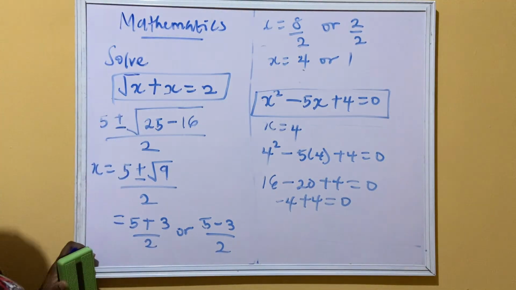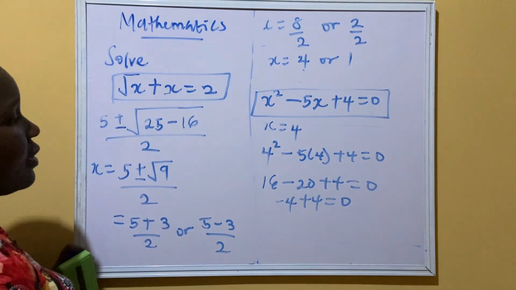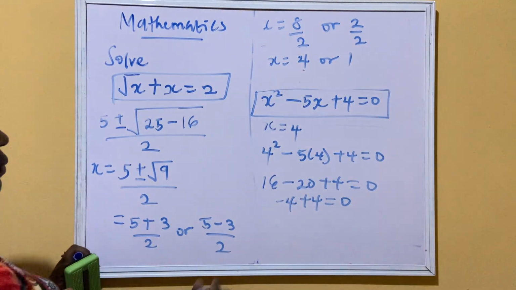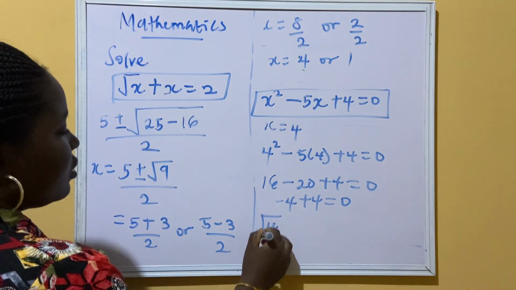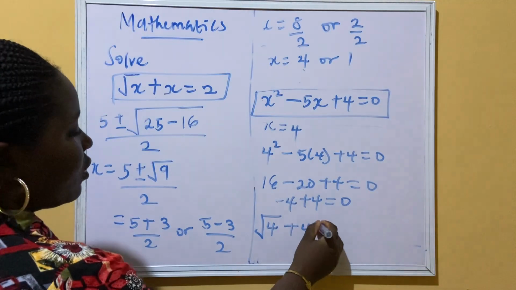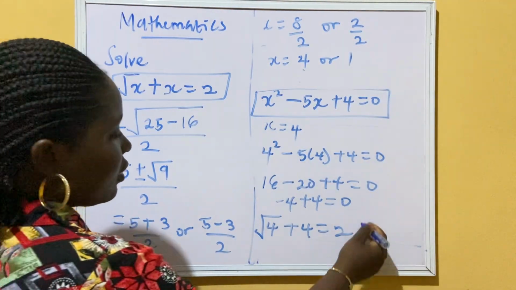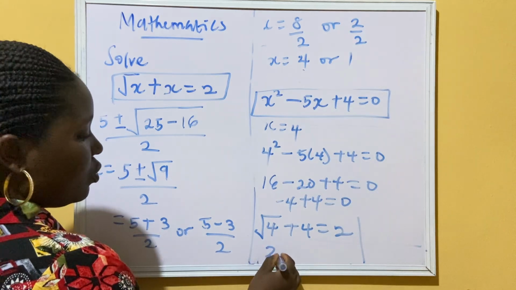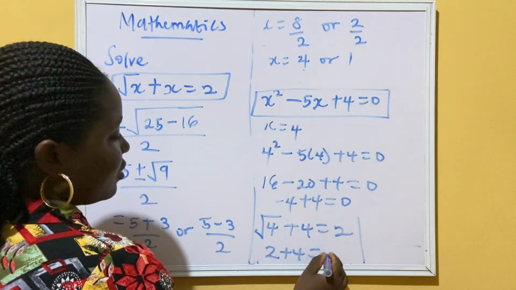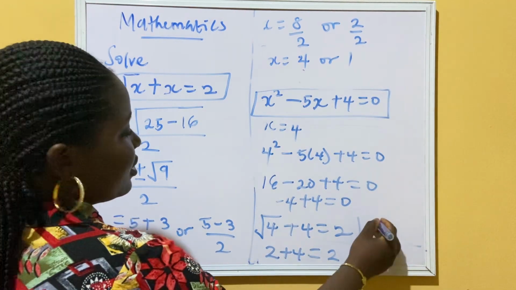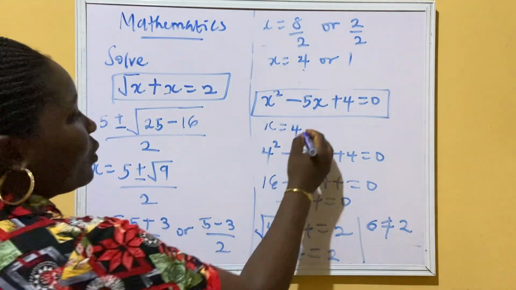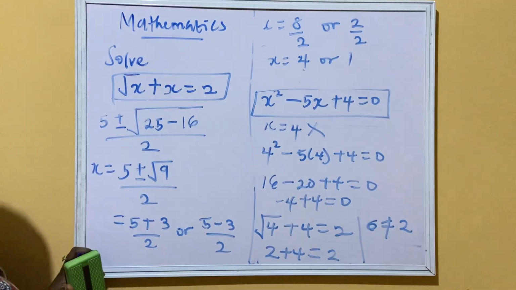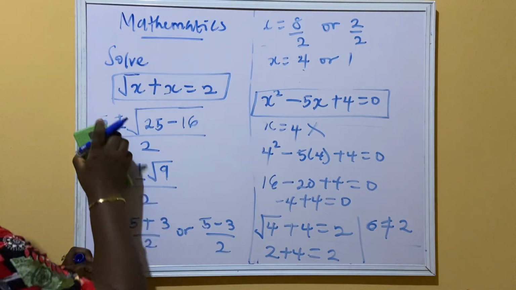That's correct. But let's fix it in here and see if we'll get the same answer. So, for fixing it in, you have square root of 4 plus 4 is equals to 2, right? So square root of 4 is 2 plus 4 is equal to 2. I don't think so. So this is 6 and it's not equal to 2. Alright? So we can't take this value. Do you get that? And let's try for x equals to 1.